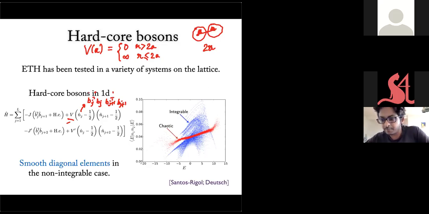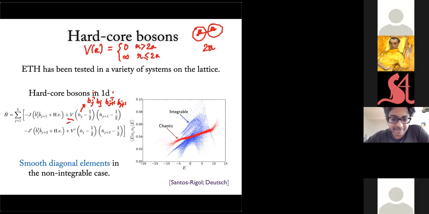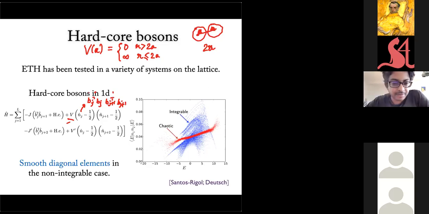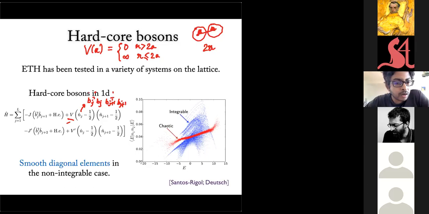Yes, Akhil. The second line alone should also be integrable, right? Sorry, I cannot hear you properly. The second line of the Hamiltonian alone should be integrable. So Akhil is asking if we just take the second line of the Hamiltonian, it should also be integrable. Probably yes. I don't know.